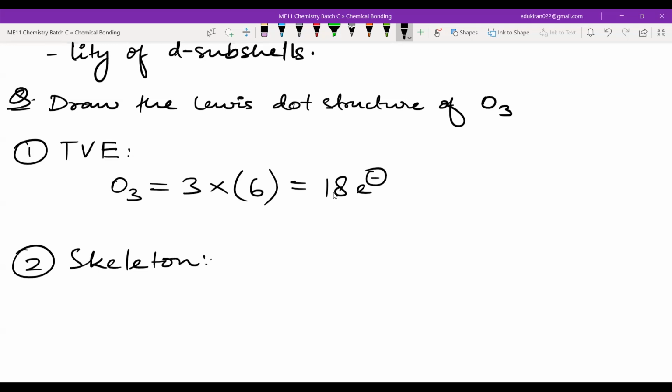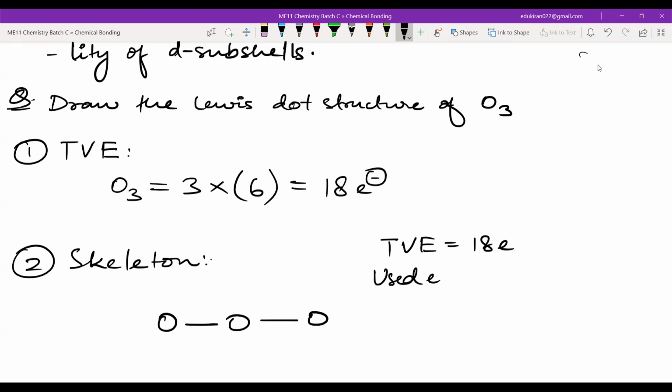In skeleton, what you have to do? You give one bond to oxygen, the other bond to oxygen, like this. There are 3 oxygen. Then you will calculate the remaining electrons. Total valence electron is 18. Then you have the used electrons, which will be equal to 4 electrons. So the remaining will be equal to 14 electrons, right?